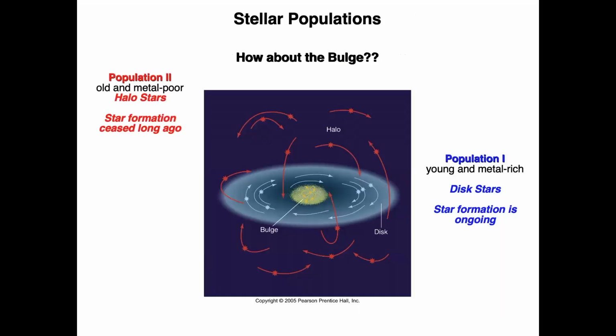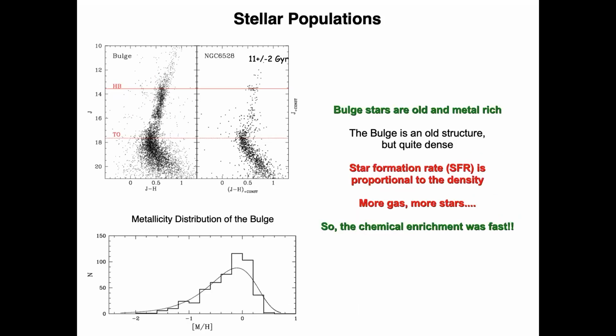Right, so we talked about the halo and the disk. Now, how about the bulge? What kind of stars do you find in the bulge? Well, in fact, the bulge stars are a little different. They are old and metal rich. This is a color magnitude diagram of stars in the bulge compared to this object, NGC 6528, which is a globular cluster.